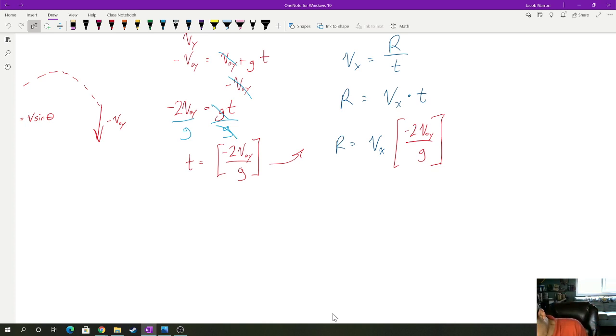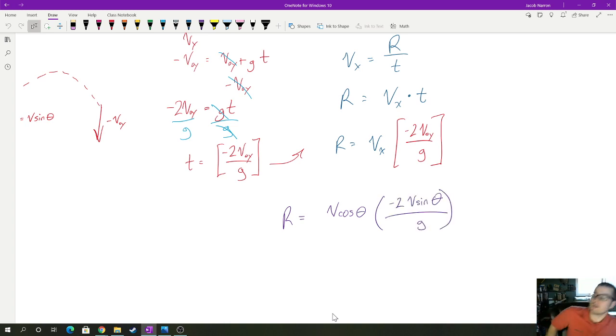Okay, so here we go. Let me rewrite all this. We get r equals v cosine theta times -2 times v sine theta, okay, all over g. So see, all I did is now I'm using the stuff that I solved for based on the triangle earlier. All right, so I plugged all this in just like so.